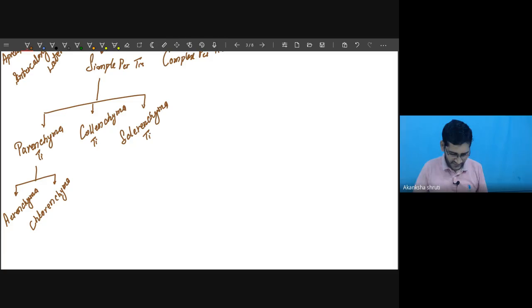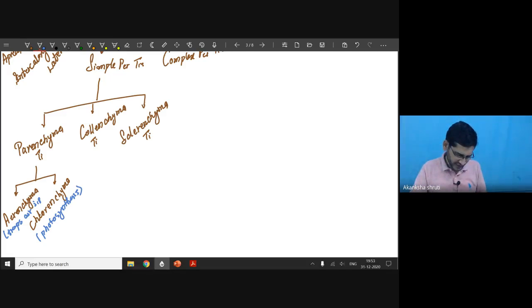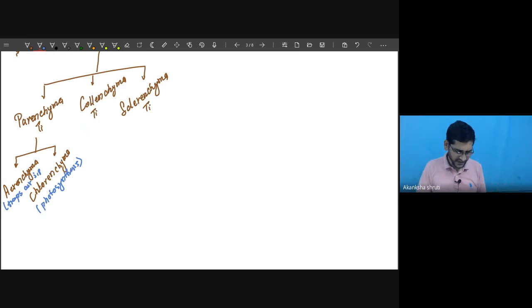Okay, students? The purpose of this chlorenchyma is photosynthesis. That's why plants are autotrophic. This chlorenchyma is not present in animals, so they cannot synthesize their food. Aerenchyma traps air inside the body, so plants are able to float over the water. This floating of a plant over liquid is called buoyancy.